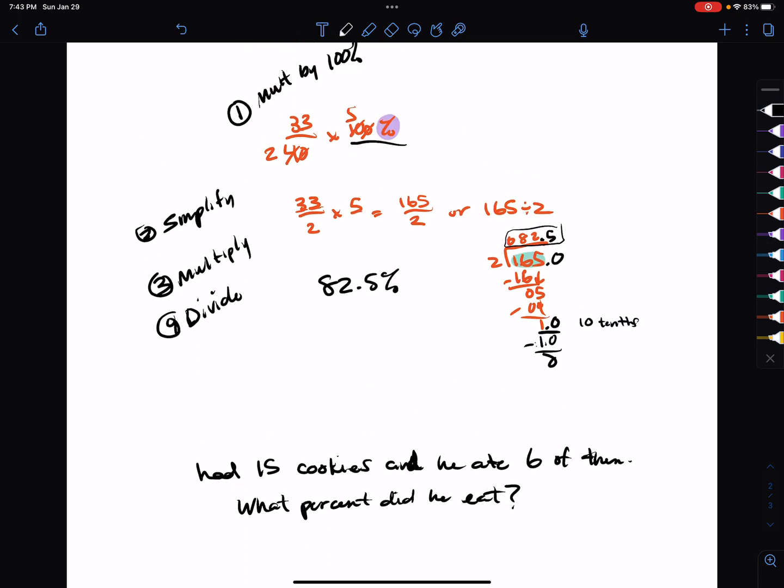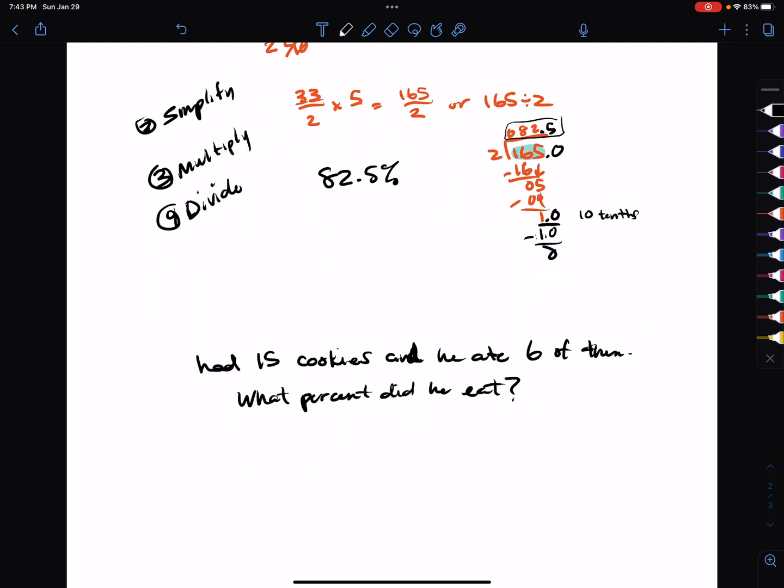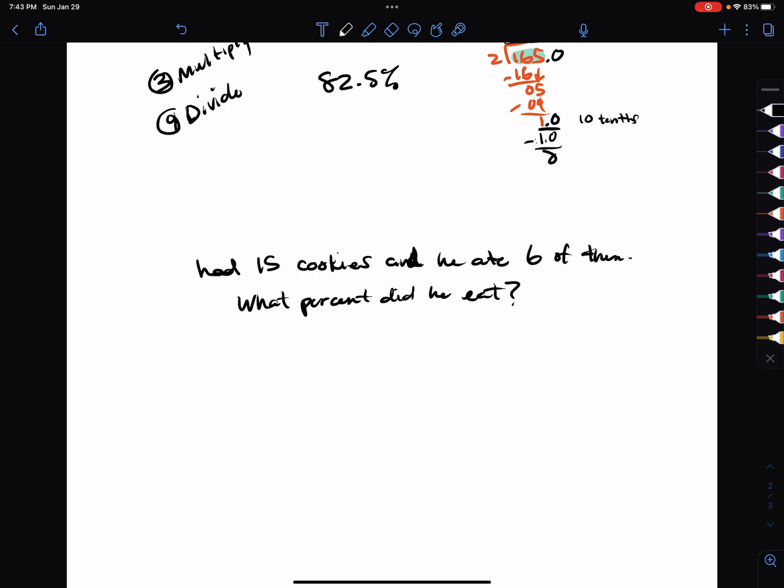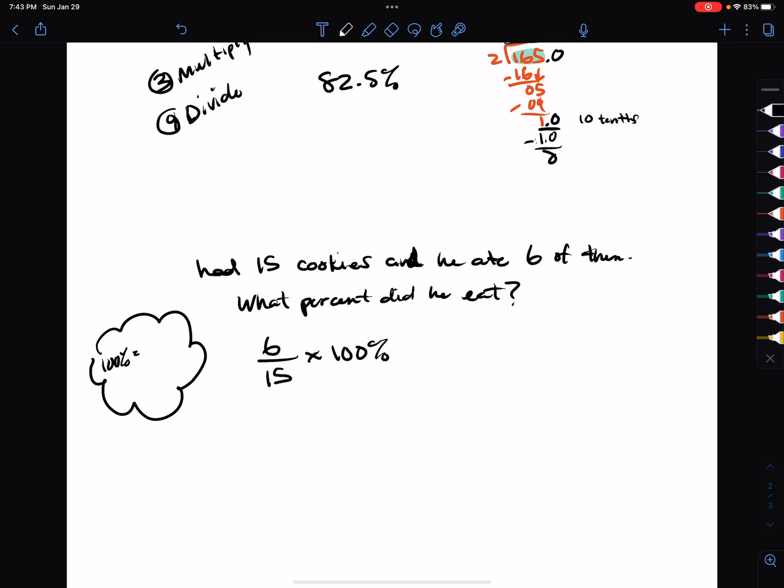All right. So if we're going to follow these steps, first multiplying by 100%. So I know that I ate 6 out of 15. So I'm starting there. And I need to multiply this by 100%. And again, why we can do this and it doesn't change the value is 100% has a value of 100 out of 100 or 1. So we're not changing the value, we're just changing the way that this number looks. And we can do some simplifying.